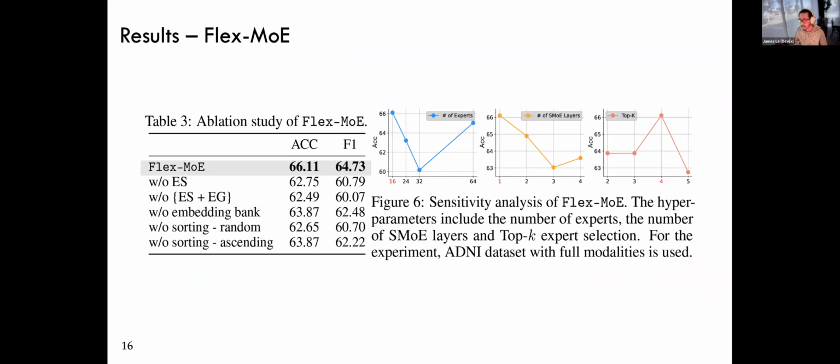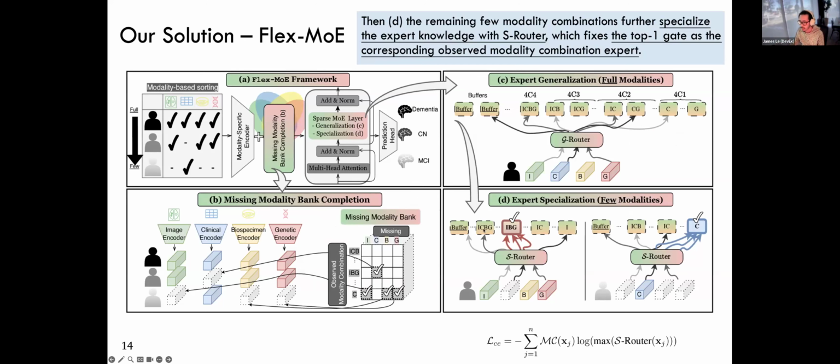And I know for each modality you have specific encoders, right? So for example, image encoder, clinical encoder, etc. What are those encoders? What's the architecture? What's the model used for each?